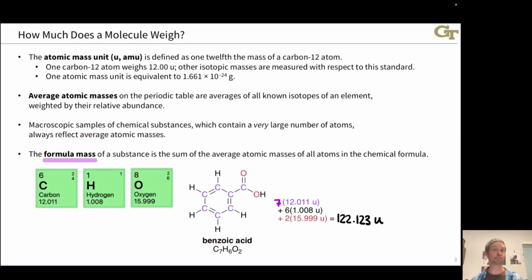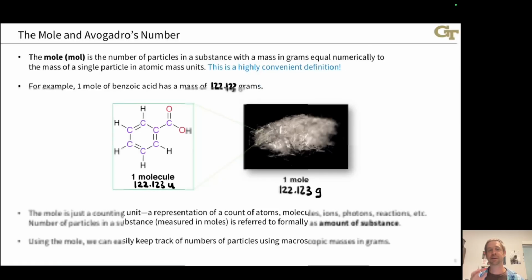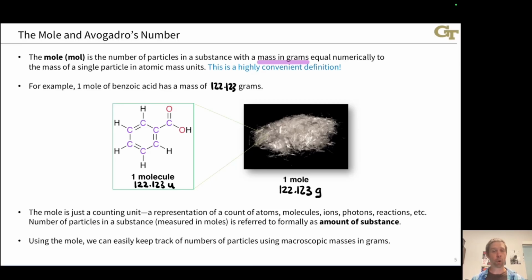We know how to find formula mass using average atomic masses from the periodic table. We did the example of benzoic acid and found that a single molecule has a mass of 122.123 atomic mass units. Immediately, based on this definition of the mole, we can conclude that the mass in grams of a mole of benzoic acid is 122.123 grams. This is the beauty of the mole. We can use formula mass and the mass of a mole, we'll give a name to that in a second, pretty much interchangeably, just by changing the units.